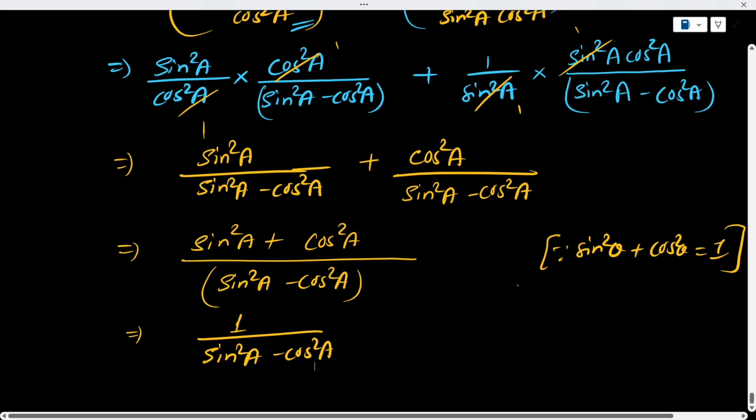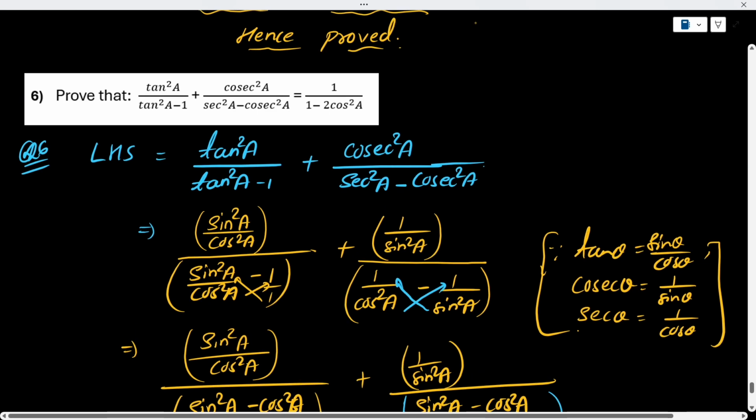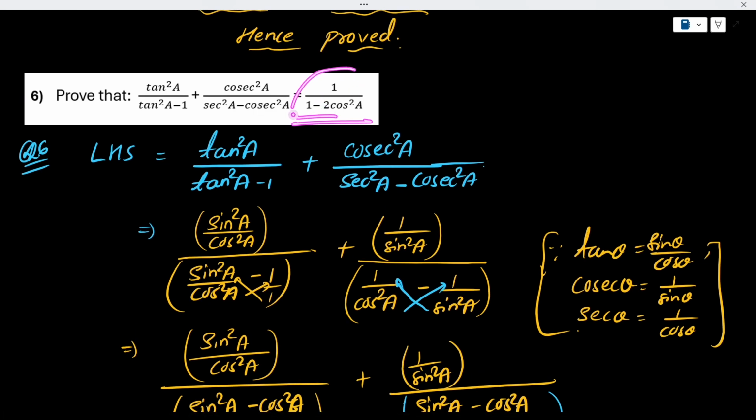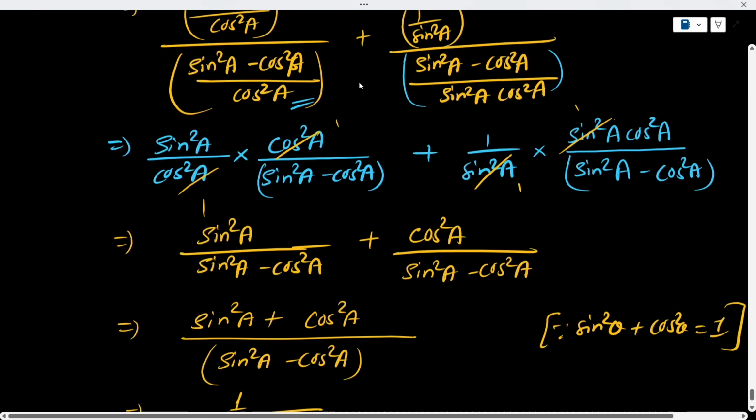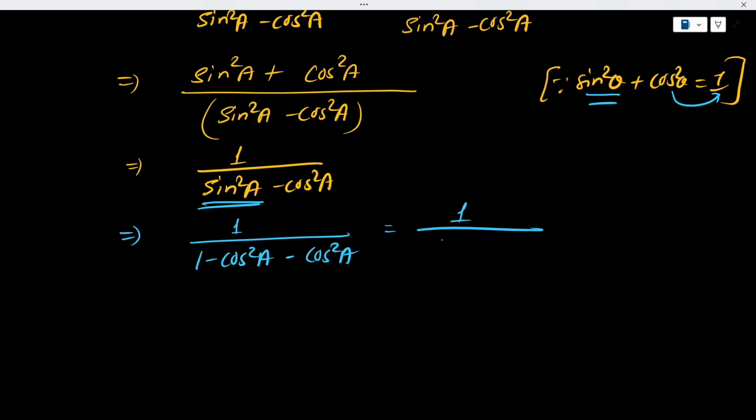Now we reach this result, but what do I need to get here? If you see the right hand side, we don't have a sine term. You see 1 minus 2 cos²A, right? And we know that sin²A can be written in terms of cos. How will we write it? This term sin²A can be written as 1 minus cos²A. See, using this sin²A, you have to transpose cos²A to the right hand side. Now here, if you write down, it is 1 minus cos²A minus cos²A. They both are negative. You are going to add 2 cos²A.